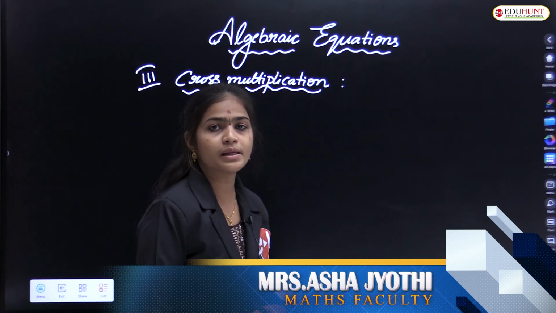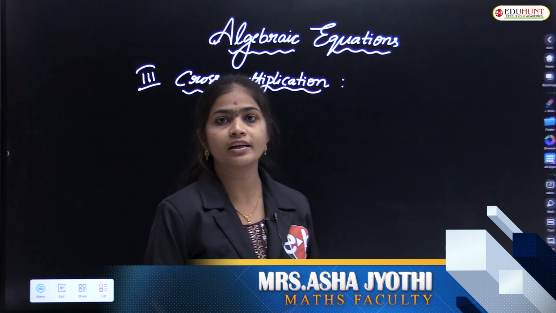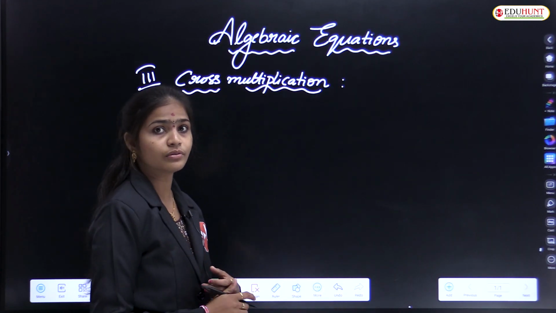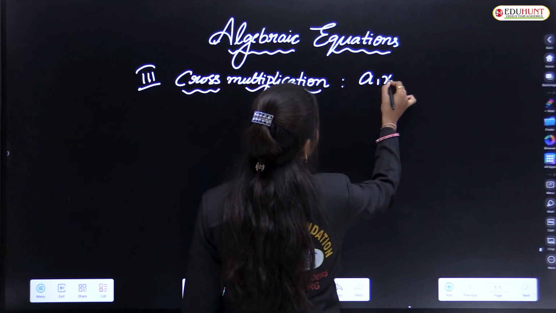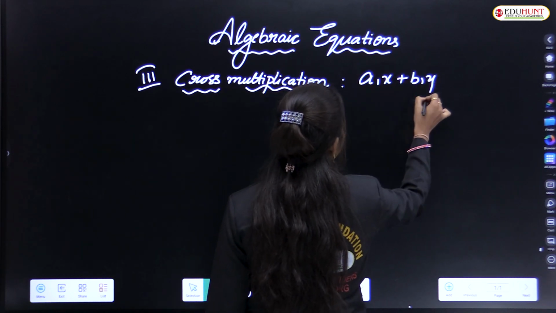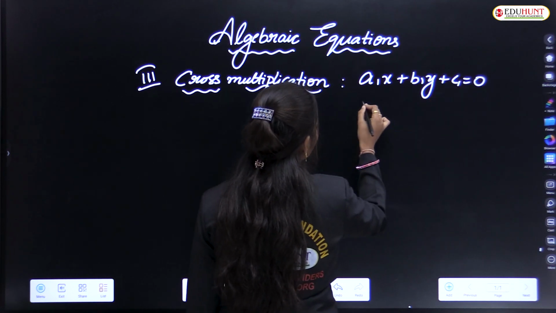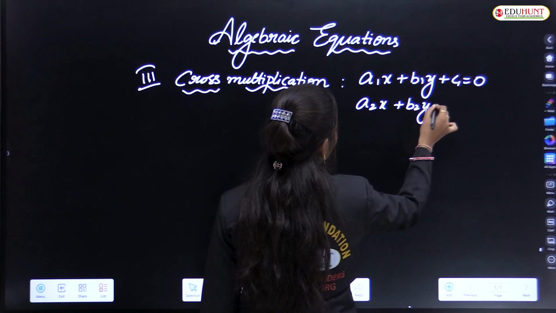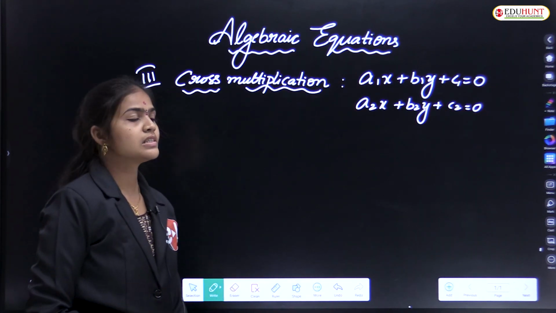Hi children, in the previous video we discussed the cross multiplication and elimination method, no? In that cross multiplication I told you that if you forgot the formula, I'll tell you how you can find the values. If the equations are in the form a1x plus b1y plus c1 is equal to 0, they must be in this form only, and a2x plus b2y plus c2 is equal to 0.